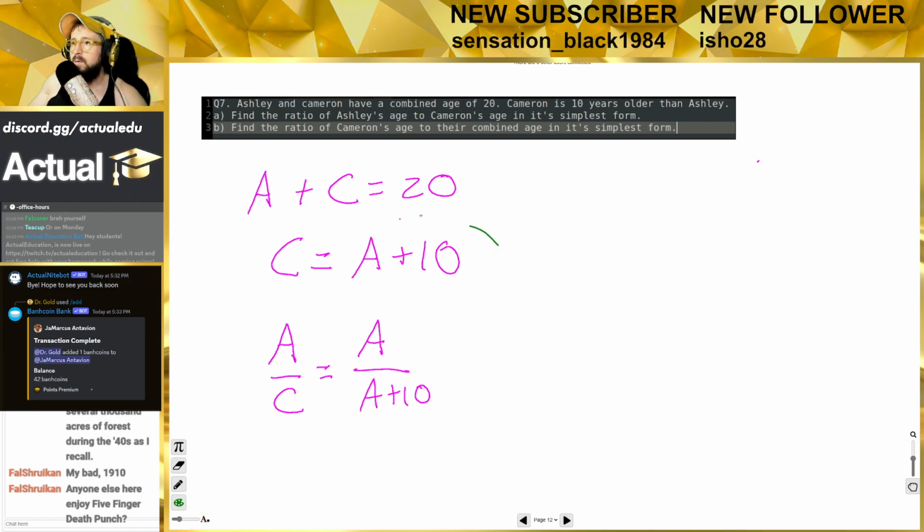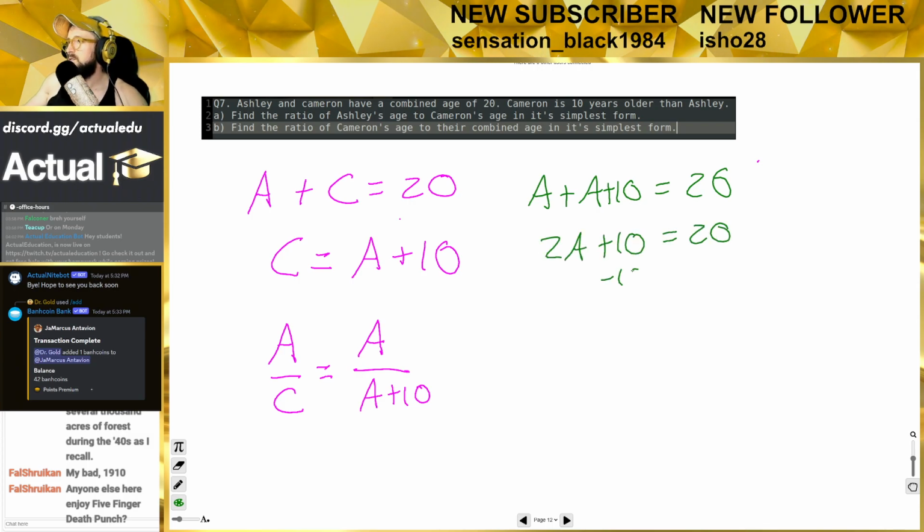So luckily, with how we've written this equation, I can just take my value for C here and plug it straight into this to get a new equation. See how I get A plus 10 is equal to 20? So this is 2A plus 10 is equal to 20. Subtract 10, subtract 10. 2A is equal to 10. A is equal to 5. You see how we did all that?